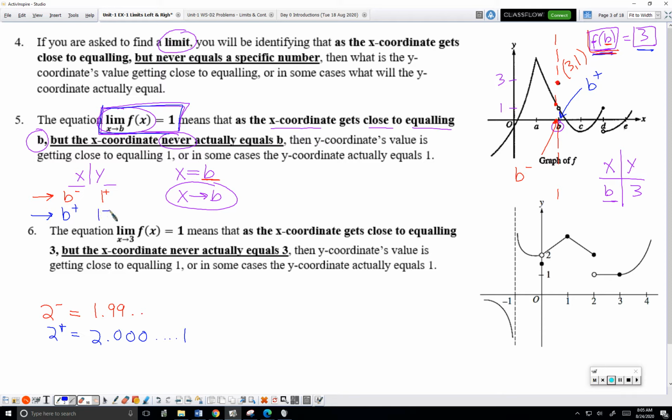So I'm looking right here. Being hard to draw, but that blue dot is where my eye is drawn when I'm thinking of an x-coordinate that is infinitesimally greater than b. And sure enough, the y-coordinate that matches up with that dot is a y-coordinate that's infinitesimally less than 1.